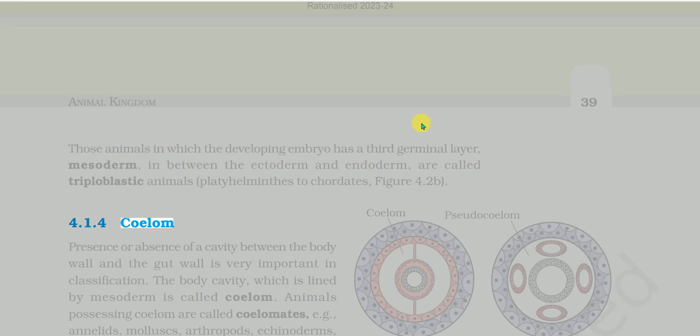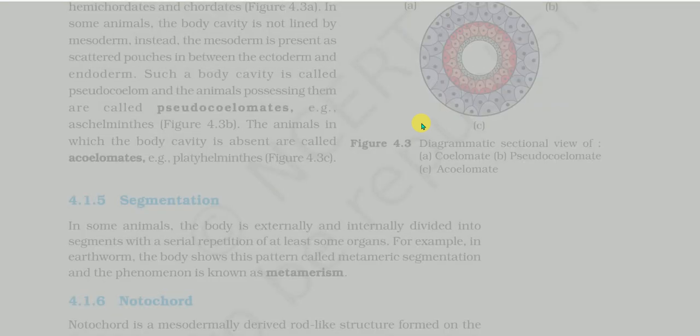4.1.4 Coelom. Presence or absence of a cavity between the body wall and the gut wall is very important in classification. The body cavity, which is lined by mesoderm, is called coelom. Animals possessing coelom are called coelomates, e.g., annelids, mollusks, arthropods, echinoderms, hemichordates and chordates, figure 4.3a. In some animals, the body cavity is not lined by mesoderm. Instead, the mesoderm is present as scattered pouches in between the ectoderm and endoderm. Such a body cavity is called pseudocoelom, and the animals possessing them are called pseudocoelomates, e.g., aschelminthes, figure 4.3b. The animals in which the body cavity is absent are called acoelomates, e.g., platyhelminths, figure 4.3c.